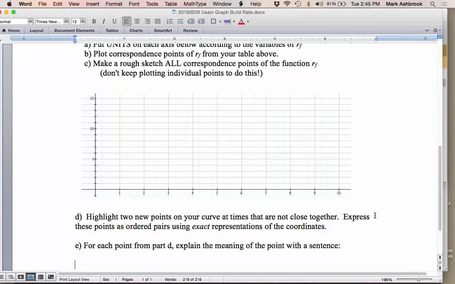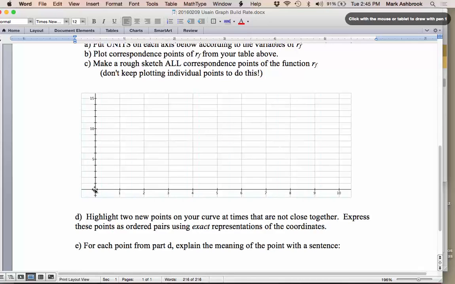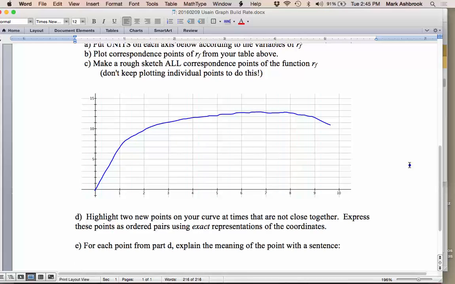So you should get something like this. I know this isn't exactly right, but you should have gotten something like this. I'm just guessing, I don't have the points right, okay? So what did I just do? I just drew an infinite number of correspondence points between time from start and what's the dependent variable? Rate of change. How fast in meters per second he's going.